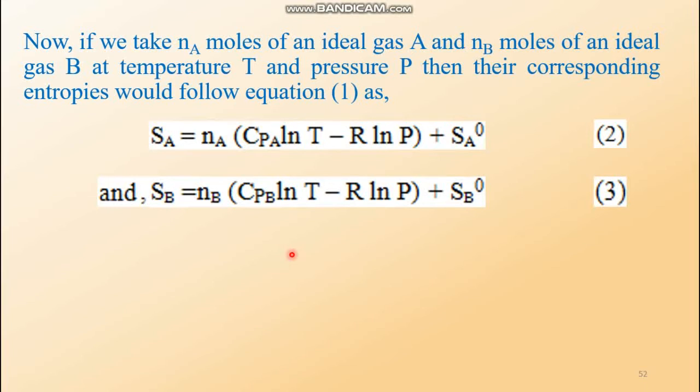If these 2 gases are mixed up, then what would change? What would be the change in their entropy? So that is what we are going to calculate. This SA, that is the entropy of A gas when it is not mixed up, would become SA mix. That means the entropy of A gas within the mixture. Similarly, this SB would become SB mix, that is the entropy of B gas within the mixture.